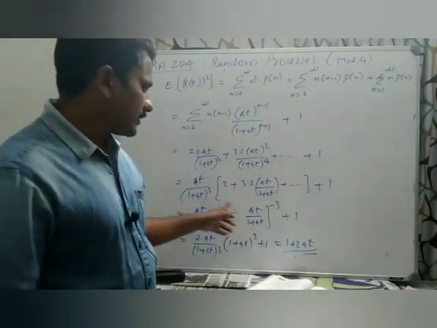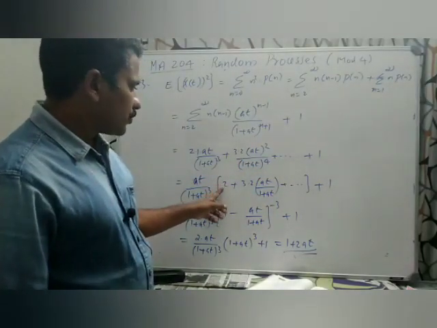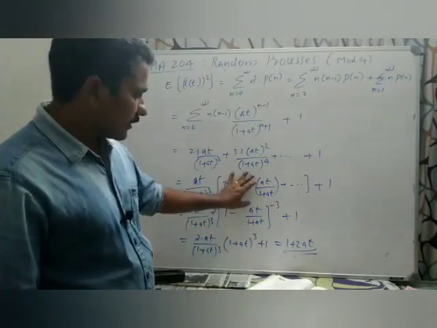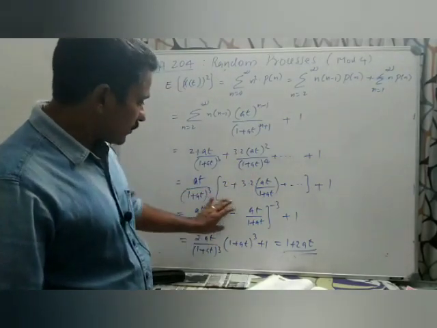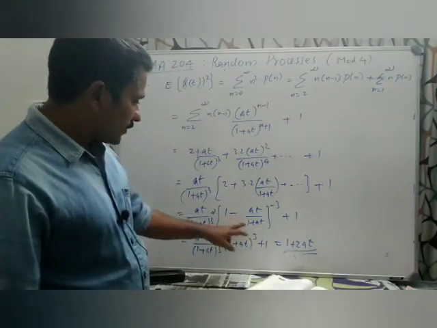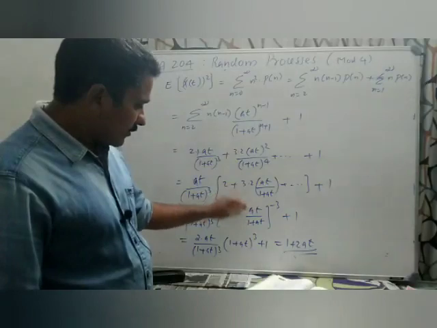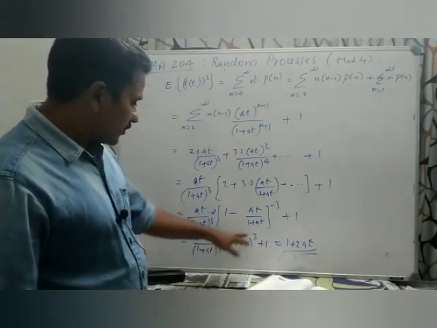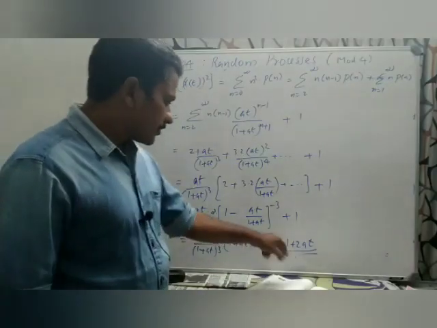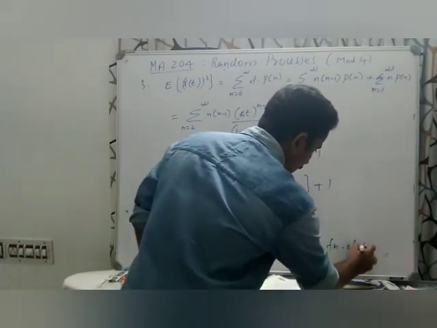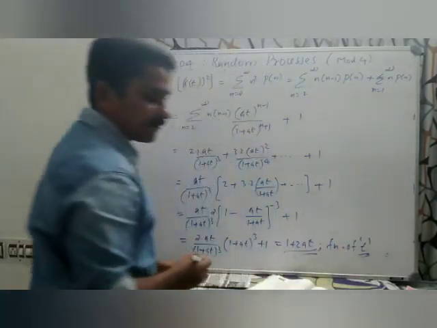And this expansion is 2 times (1 minus x) the whole raised to minus 3, and that is what this expansion is. When you simplify this one, 1 minus at plus at, it will get cancelled and it remains as (1+at) the whole cube. So this will be cancelled. So the answer is going to be 1 plus 2at. And this is a function of t.